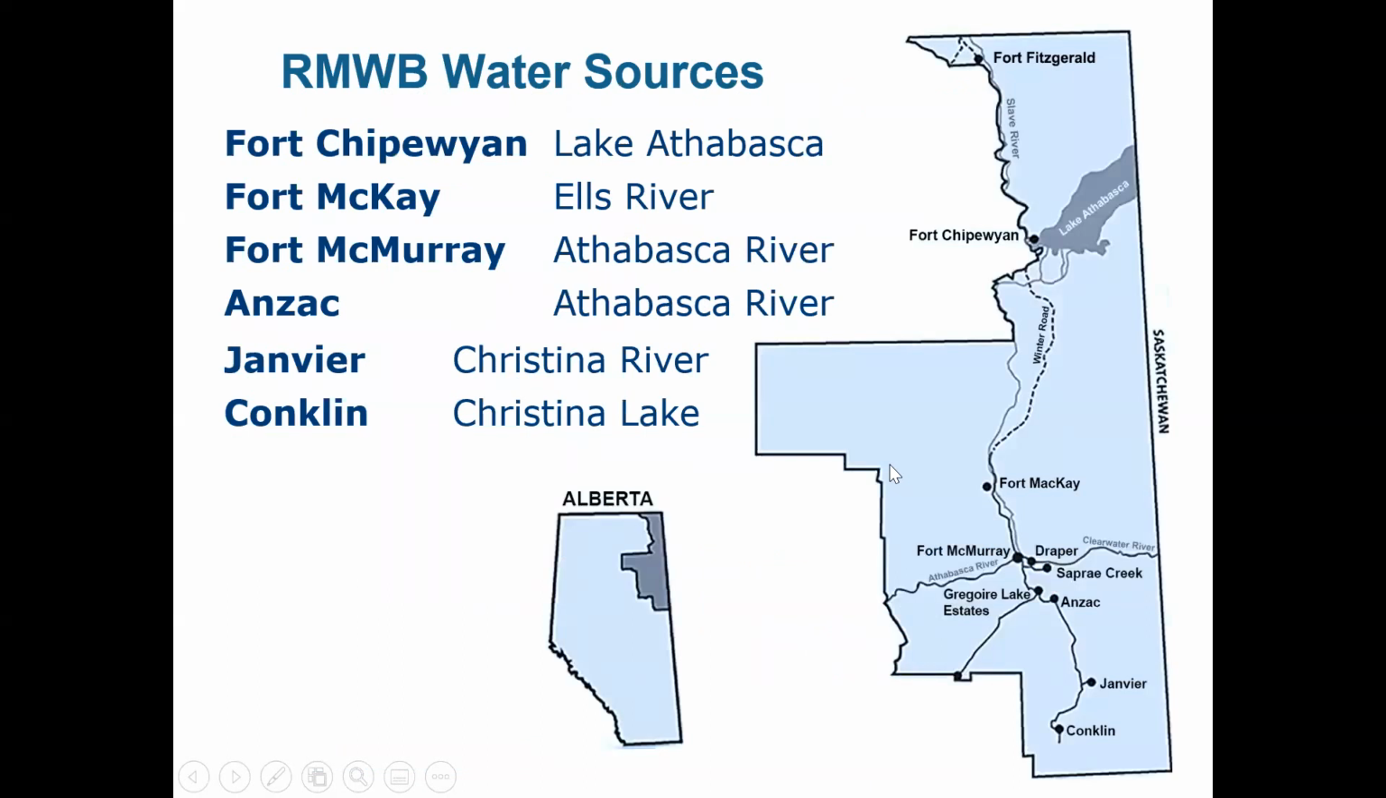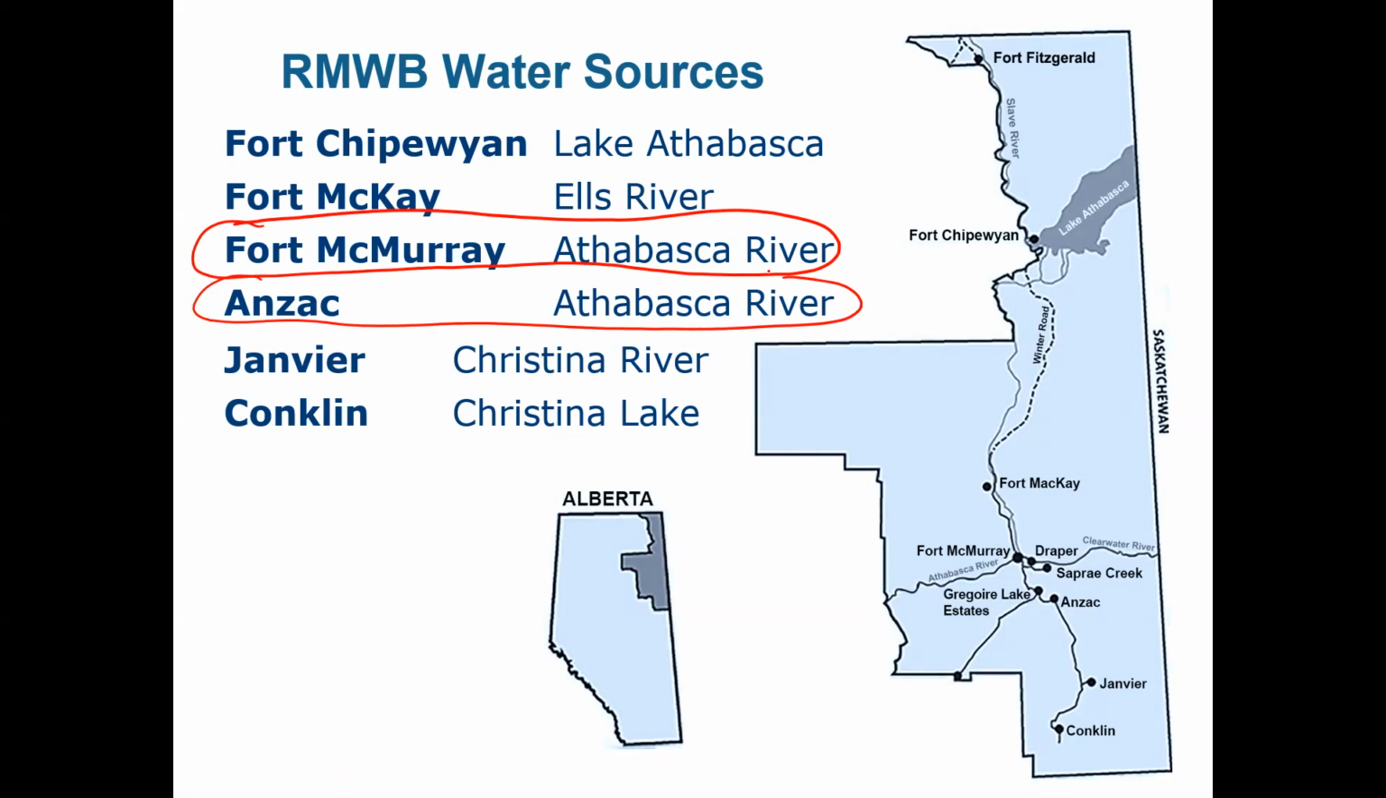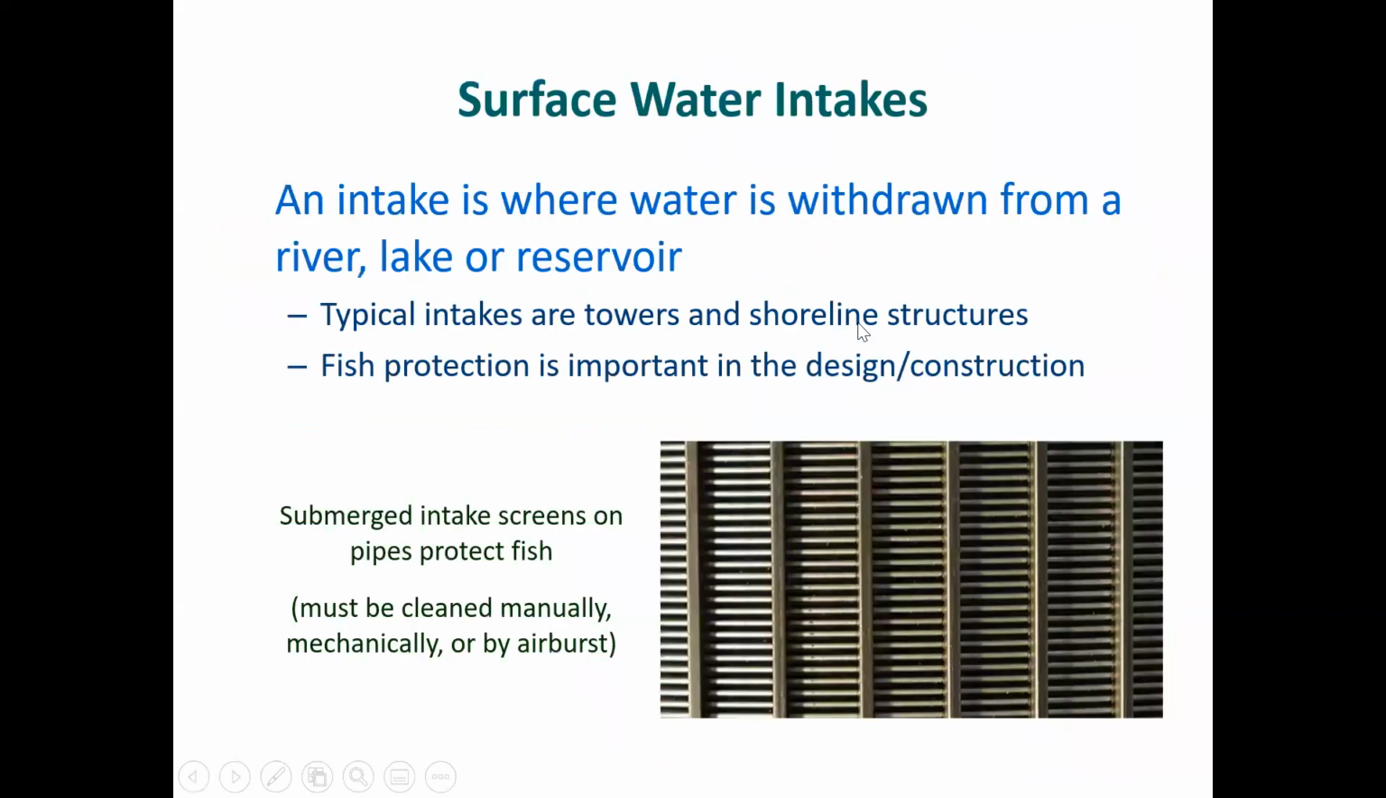So where does water come from in our municipality? I may have shown you this map here before as well. Of course, Fort McMurray, we're getting our water from the Athabasca River. Anzac as well is also getting water from the Athabasca River. Fort McKay is getting their water from the Ells River, which is a branch that goes on to the Athabasca River. And Fort Chipewyan, which is way up here on Lake Athabasca, gets the water from the lake. And Janvier and Conklin, way down on Highway 883, get theirs from the Christina River, Christina Lake system. So a little bit of information there for you.